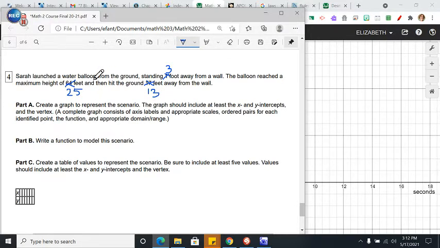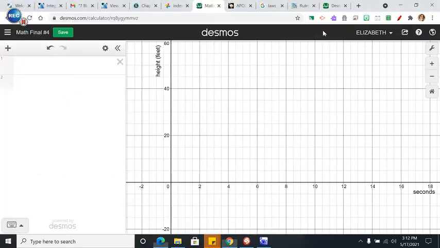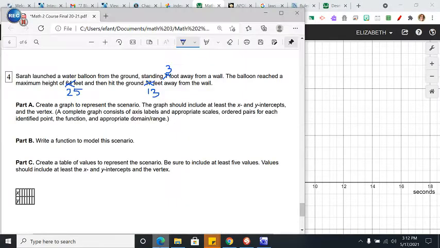Sarah launched a water balloon from the ground standing 3 feet away from a wall. The balloon reached a maximum height of 25 feet, and then it hit the ground 13 feet away from the wall. So we need to set up our graph in Desmos. This question, in order for you to get full credit, says create a graph to represent the scenario. The graph should include at least the x and y intercepts and the vertex.